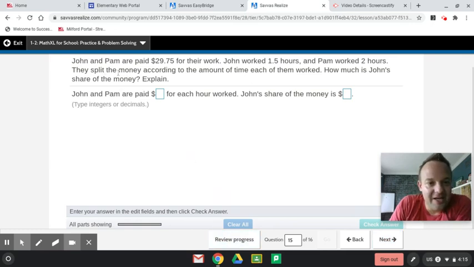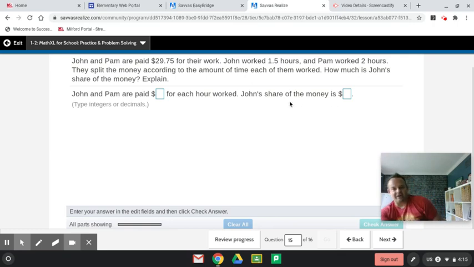Jim and Pam are paid $29.75 for their work. Jim worked 1.5 hours and Pam worked 2 hours. They split the money according to the amount of time each of them worked. How much is Jim's share of the money? Explain. Jim and Pam are paid blank for each hour worked. John's share of the money is blank.